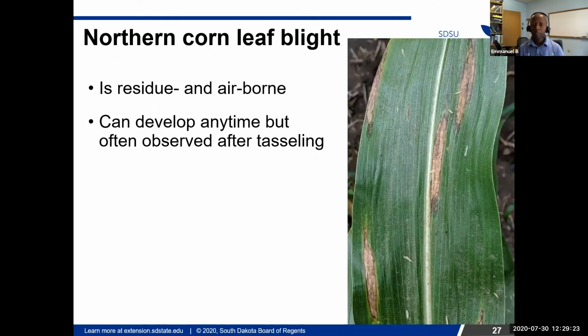Northern corn leaf blight is another fungal disease that you're likely to see on corn. For the most part, where I've seen this disease, you just have 2 or 3 lesions on the leaf, and just maybe 1 or 2 leaves, not like the entire plant having lesions all over. So it's also very light in our environment.